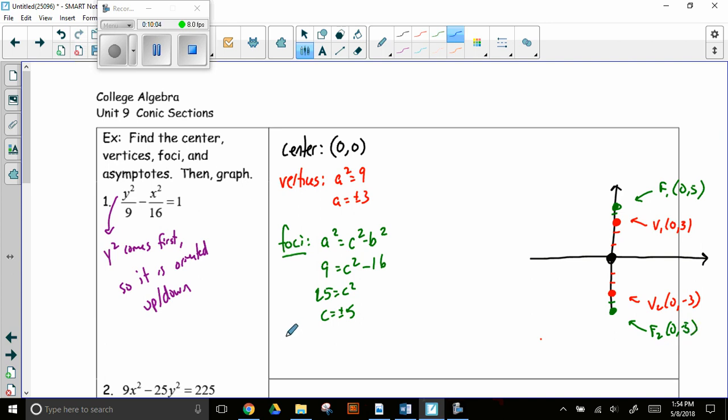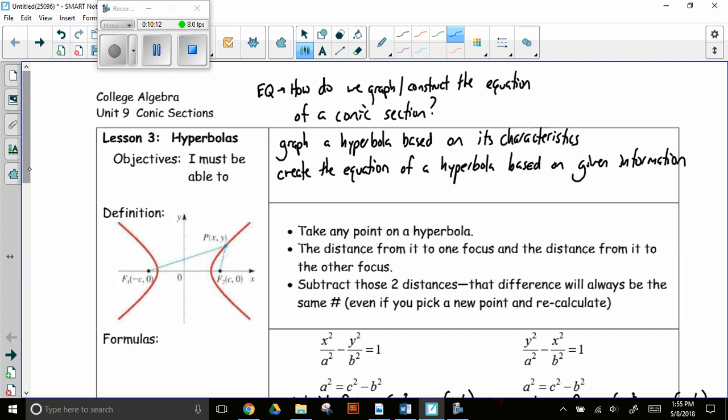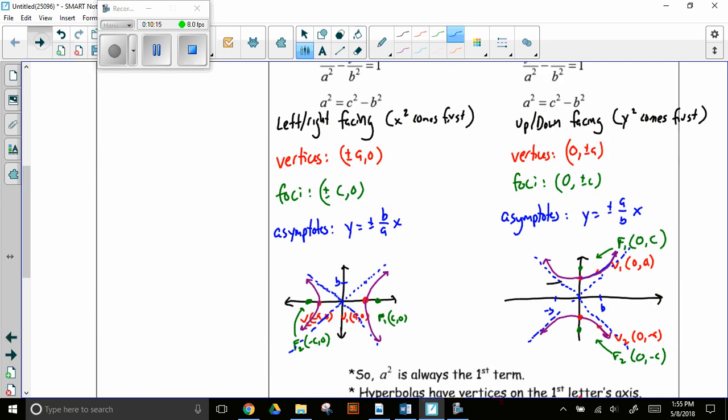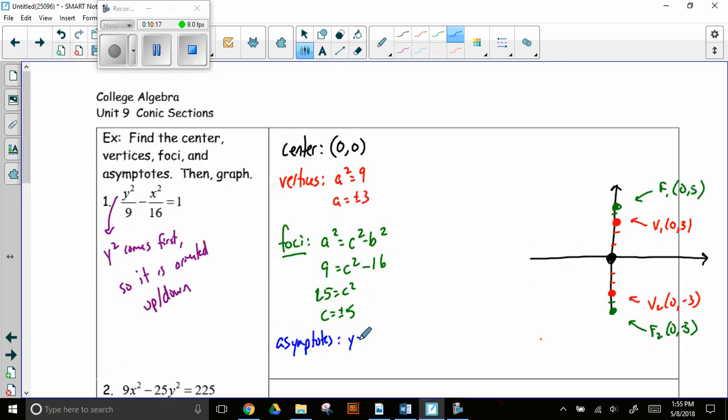Last but not least, we are looking at our asymptotes. If we have a hyperbola that is up and down oriented, remember we're looking at our equation here, which says plus or minus a over b. So y equals plus or minus a over b times x. Well, in this case, a is the square root of 9, or 3. b is the square root of 16, which is 4. So our equation is y equals plus or minus 3 over 4 x, which means we go up 3 and right 1, 2, 3, 4. And we also go down 3, right 4.